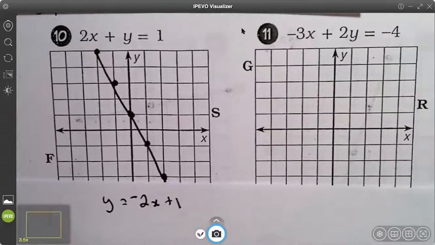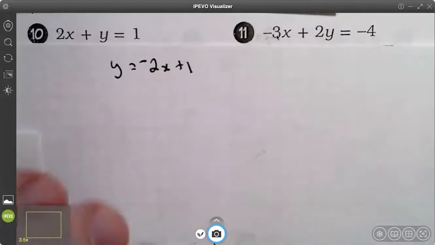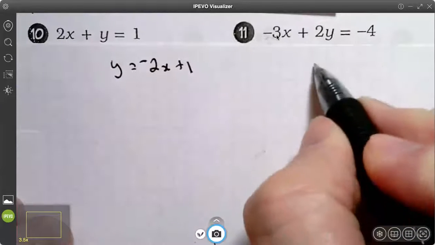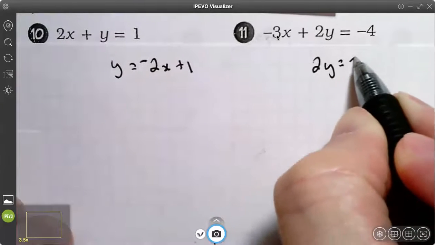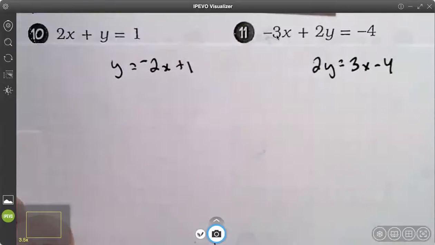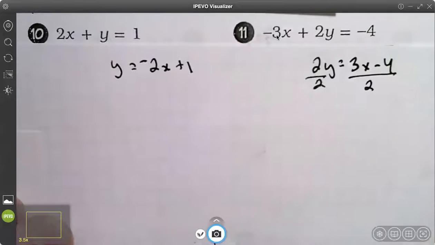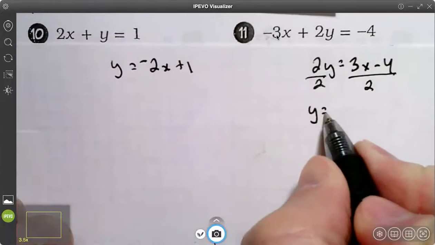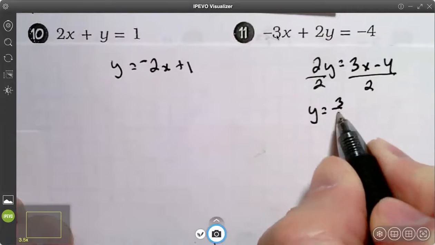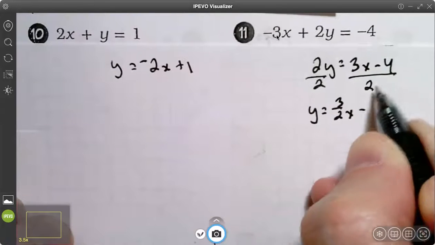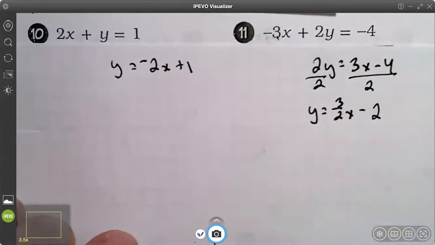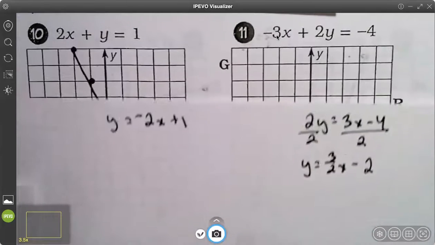Try number 11. Put it into slope-intercept form, and then I'll graph it for you. First step, I need to take this negative 3x and put it on the right side of the equal sign. I can do that. I just need to change the sign when I move it across the equal sign. I have one more thing to do. I can't have a coefficient in front of that y, so I have to get rid of the times 2 by dividing both sides by 2. And my answer is y equals 3 over 2x minus, negative 4 divided by 2 is negative 2. Your answer is y equals 3 over 2x minus 2.